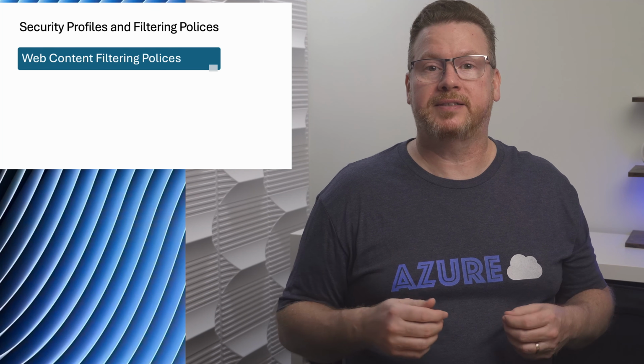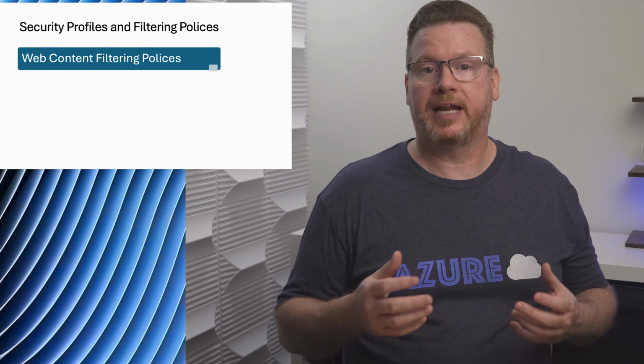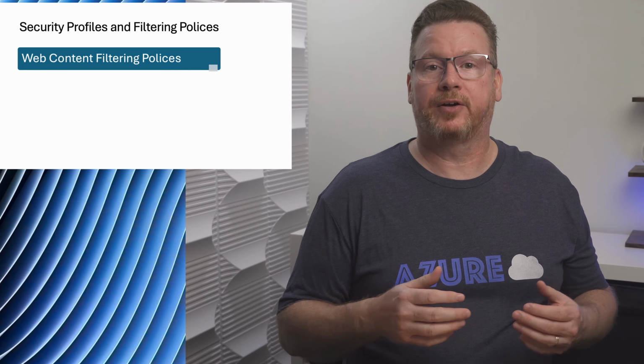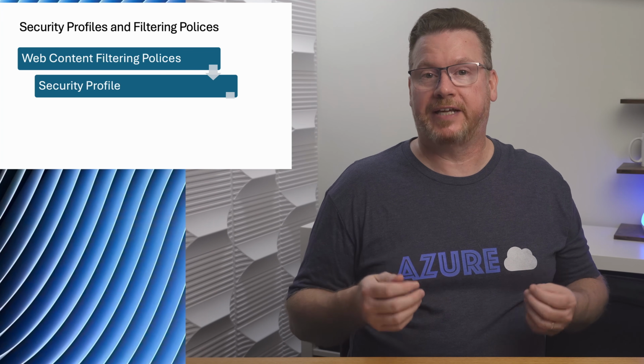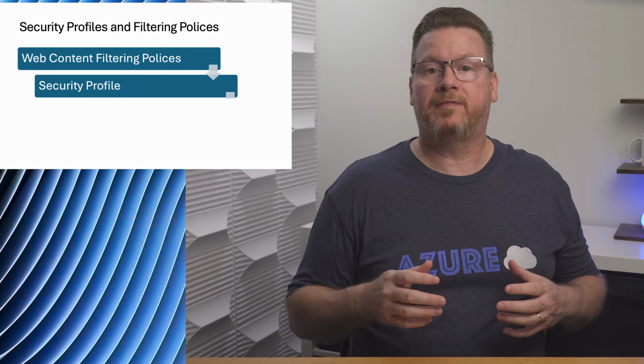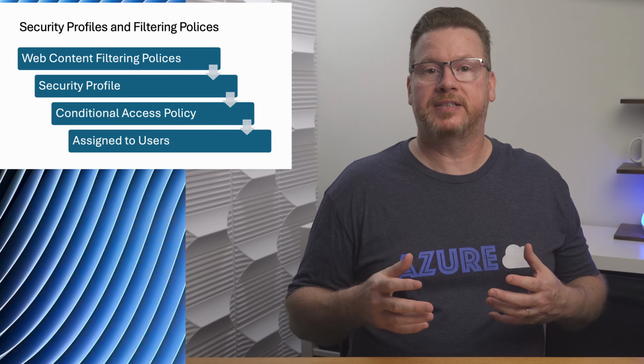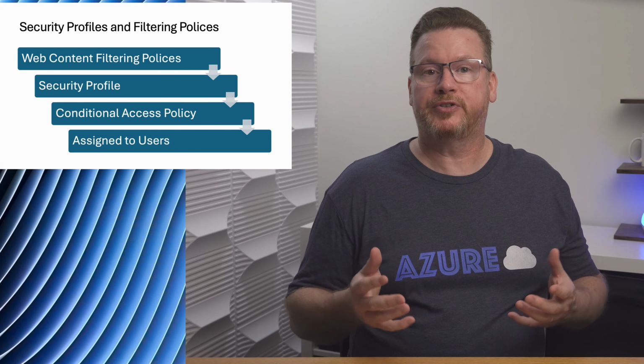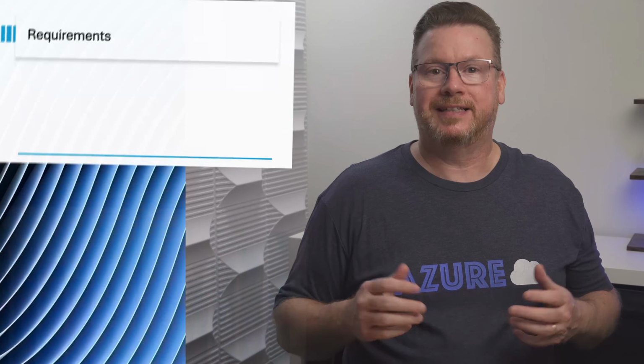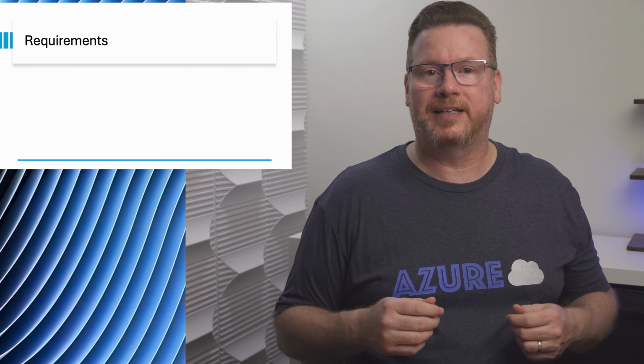Web content policies include lists of allowed or denied rules that apply to web categories or fully qualified domain names. Those policies are added to a security profile. The security profile is then added to a conditional access policy. We can assign the policy to all users, a group of users, or a specific user. Let's look at the requirements before we jump into the demo.